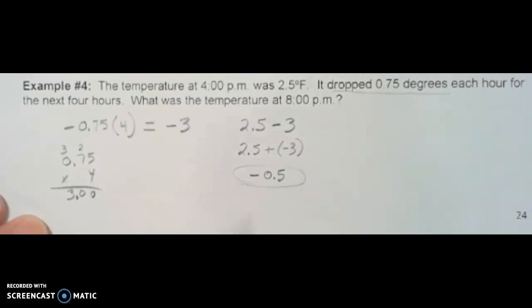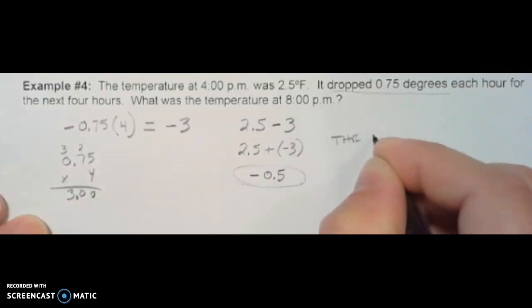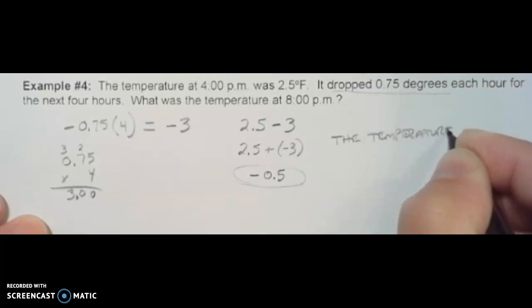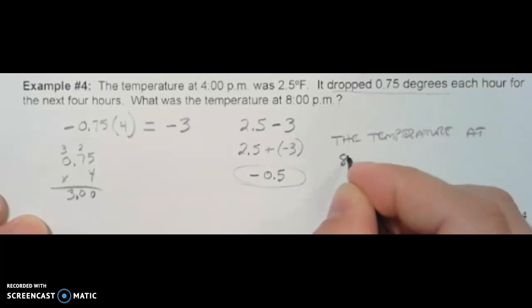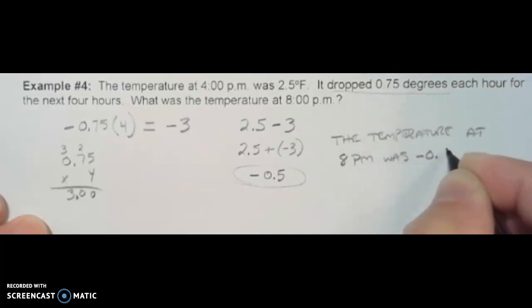And this number right here represents the temperature. So we can say that the temperature at 8 p.m. was negative 5/10 degrees Fahrenheit.